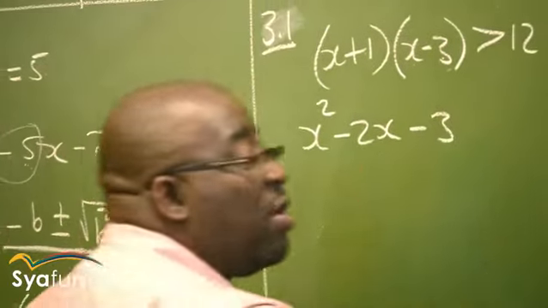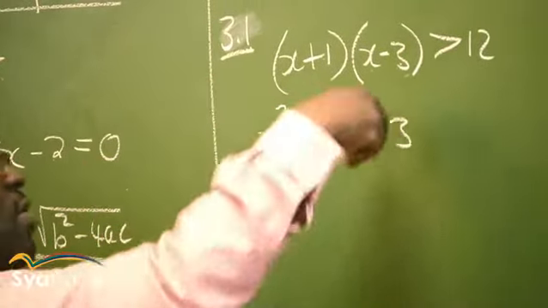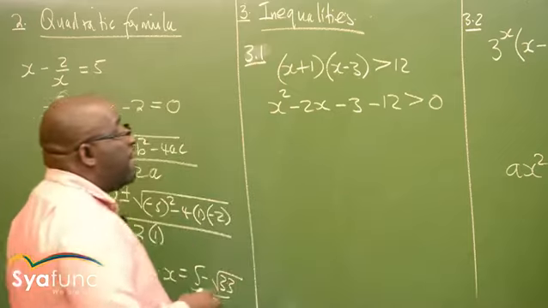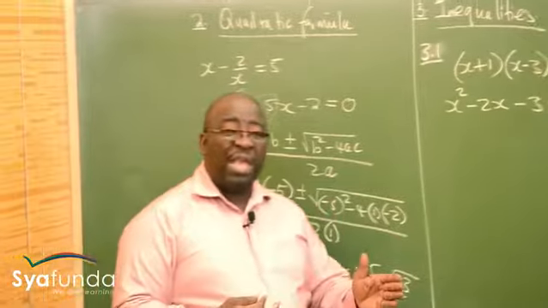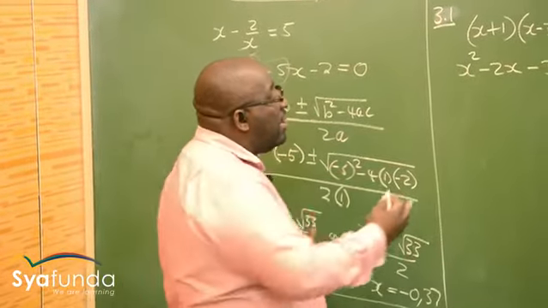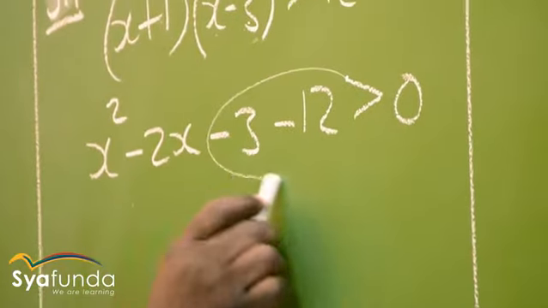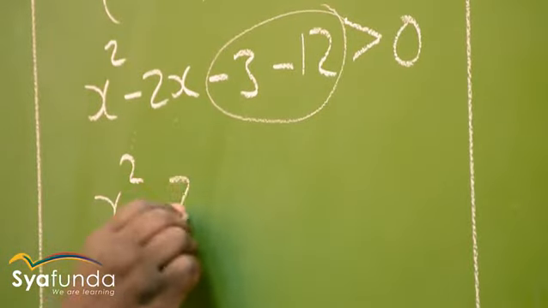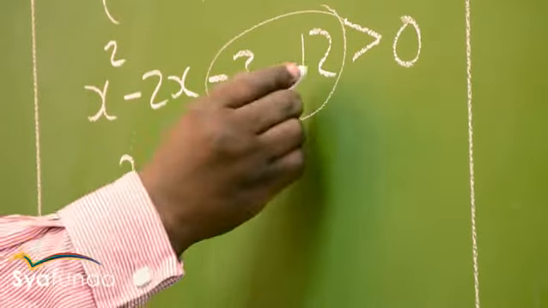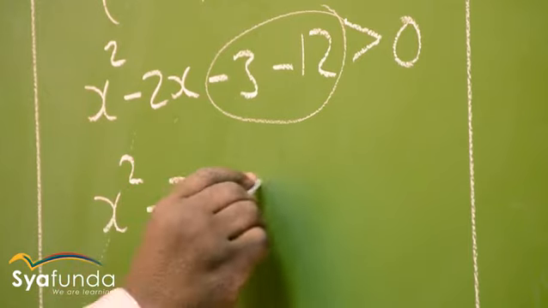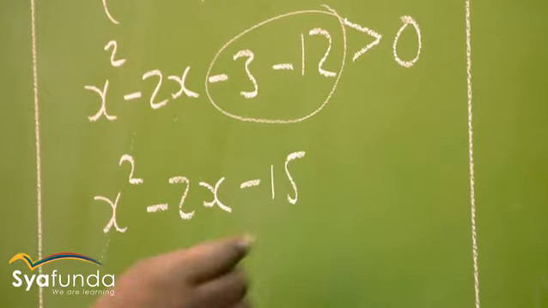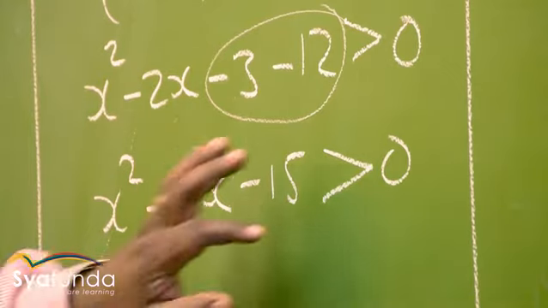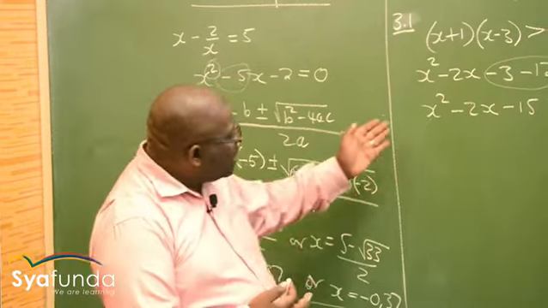Remember, we want to have 0 on this side. So you take this 12 that side, it will be minus 12. It is greater than 0. Then you polish it up such that you can see what is A, what is B, and what is C. These are called the like terms. They can be added together. So what we have here is x squared minus 2x, and minus 3 minus 12 is minus 15. Remember, something that is greater than 0 is something that is positive. All right, this is what we have so far.